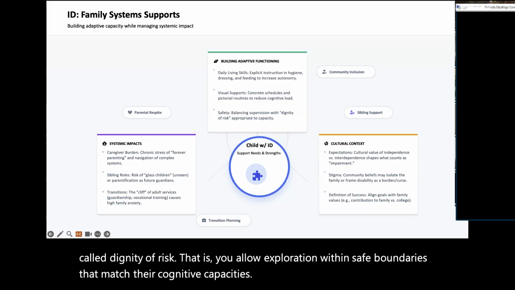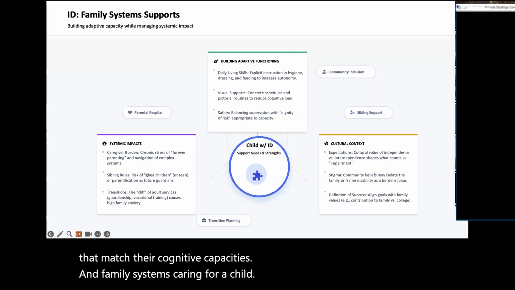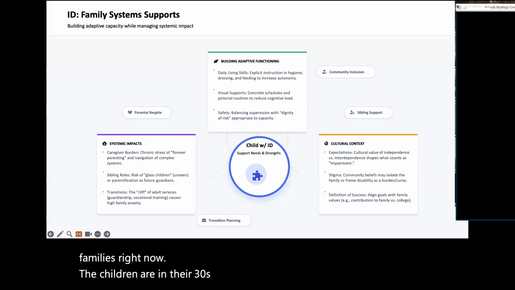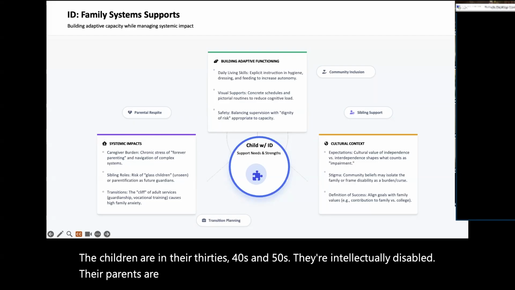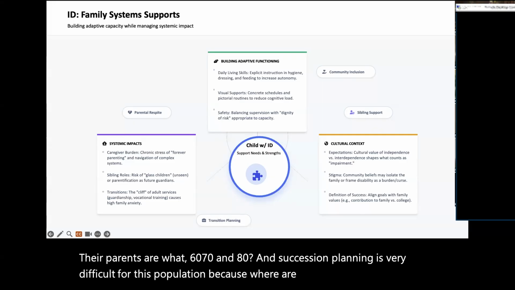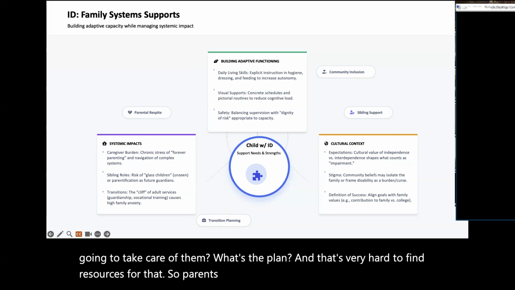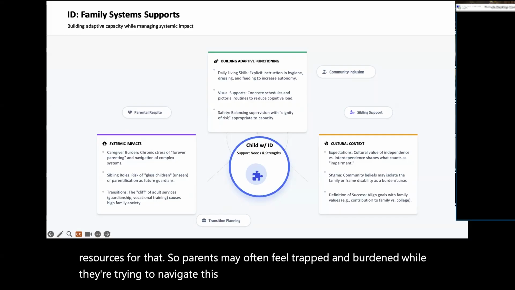And family systems caring for a child with intellectual disability are going to face really long-term stressors. I have three families right now. The children are in their 30s, 40s, and 50s. They're intellectually disabled. Their parents are 60, 70, and 80. And succession planning is very difficult for this population because where are they going to live? Who's going to take care of them? What's the plan? And that's very hard to find resources for. So parents may often feel trapped and burdened while they're trying to navigate this complex system.